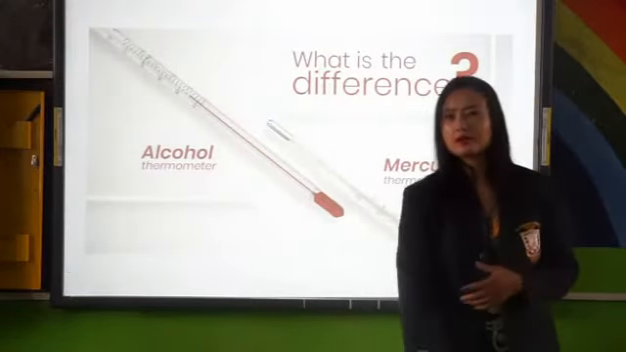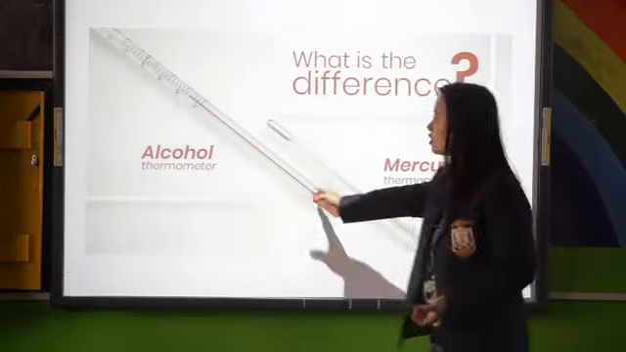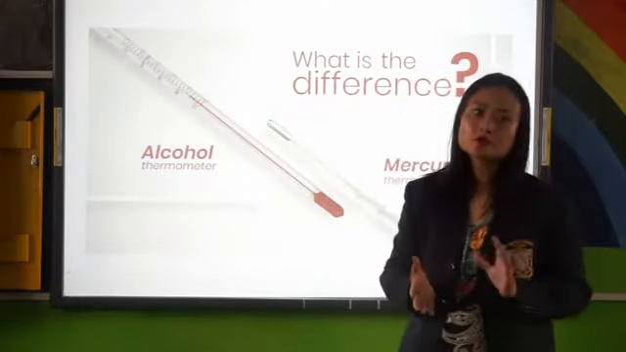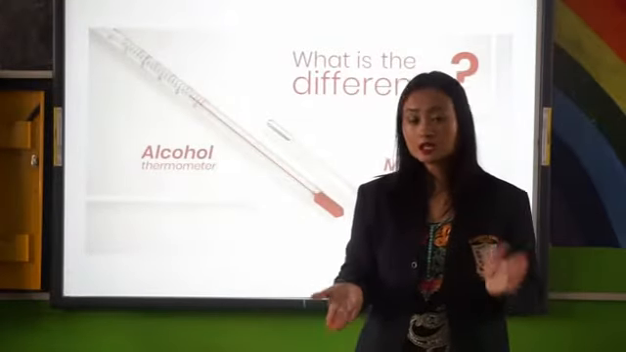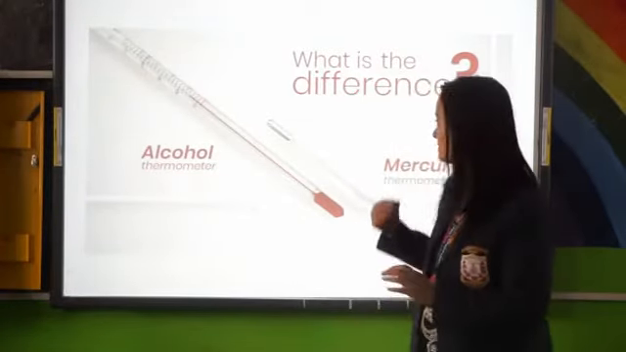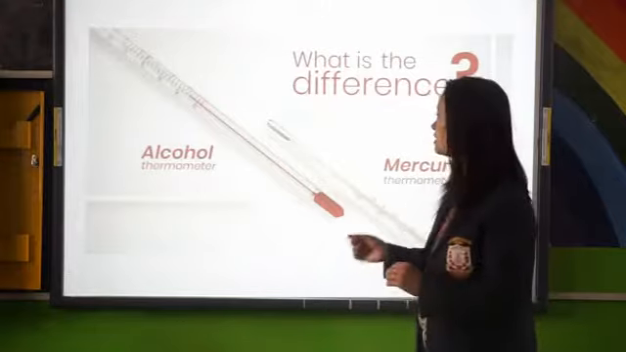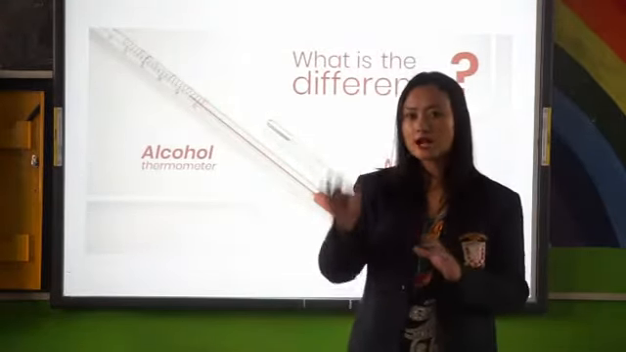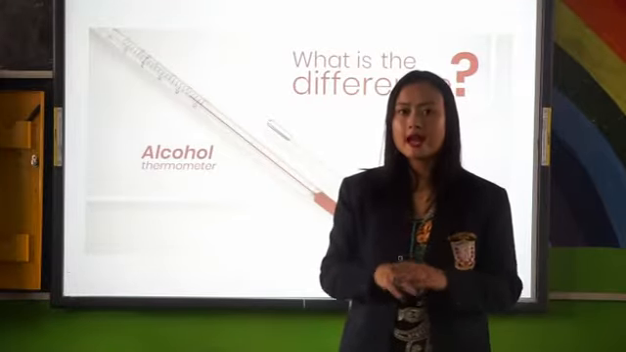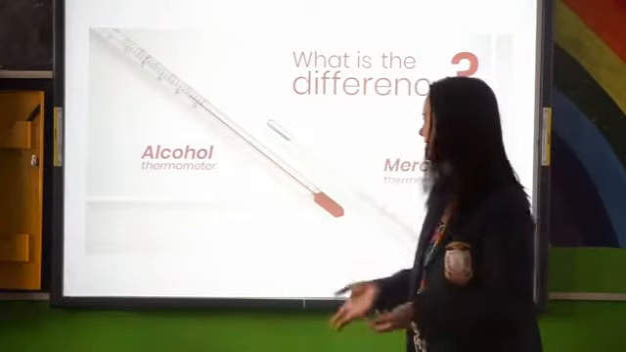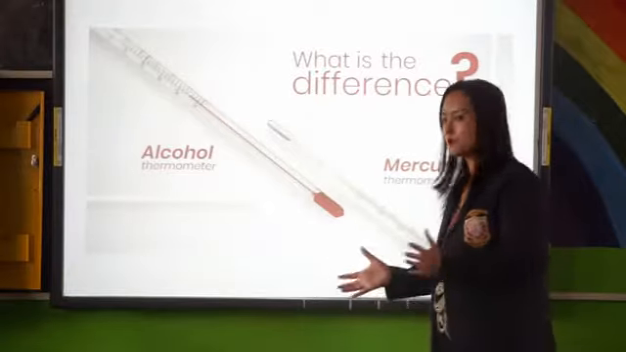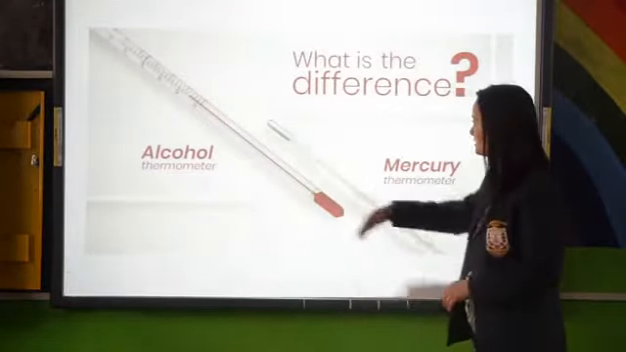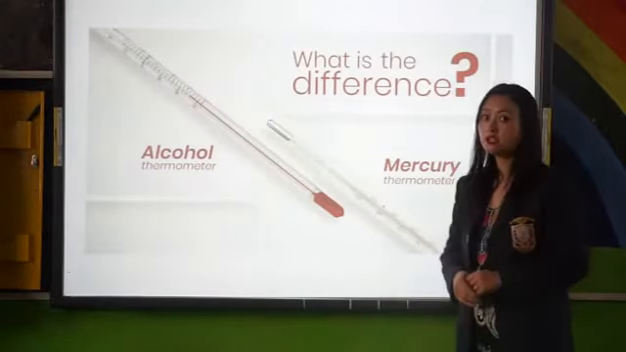Now you might be wondering, why is this red in color? Isn't alcohol red in color? It is because alcohol, as it is, is colorless. So in order to see it prominently, you just add color. Color is added to the alcohol. It can be red, it can be black, it can be any color which is distinguished and which can be seen clearly. This is your alcohol thermometer and this is your mercury thermometer.